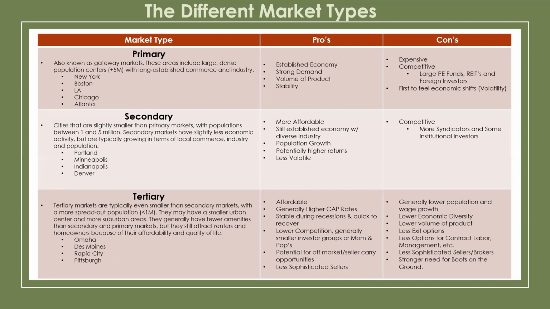And generally, these are ones that you'll see as strong growers in terms of commerce, industry, and population. So you think of Portland, Minneapolis, Denver; those are generally looked at as secondary markets. They're more affordable than primary markets, but still fairly expensive, but more affordable. Still an established economy is a pro. Generally, the diverse industry, you can potentially get some higher returns than the primary markets, and a little less volatile when you do see those economic shifts.